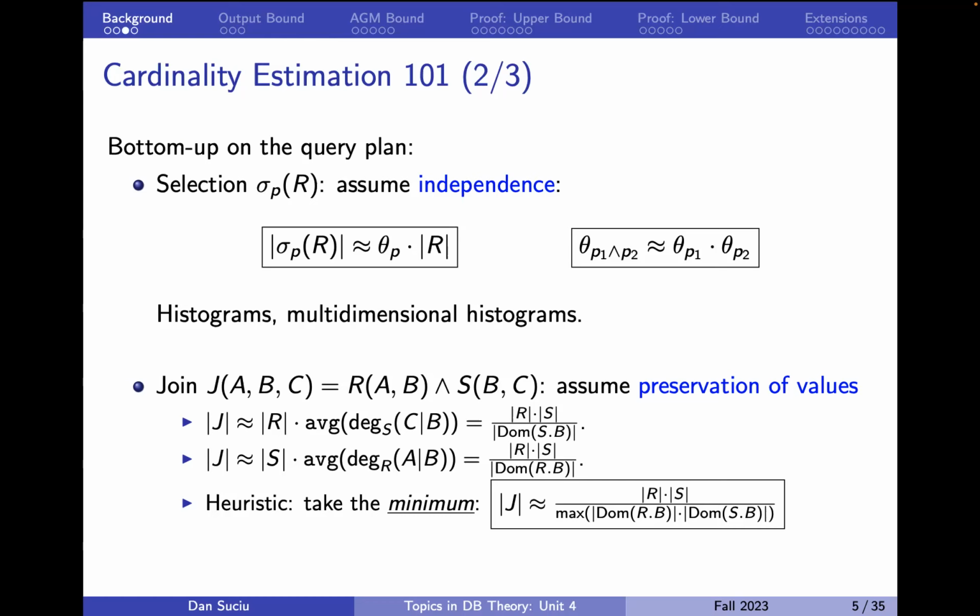Somebody wants to enter? Is it locked? Yeah. Okay. So we just missed the textbook definition of cardinality estimation. So I'm glad you missed it, because I didn't want to be corrected.